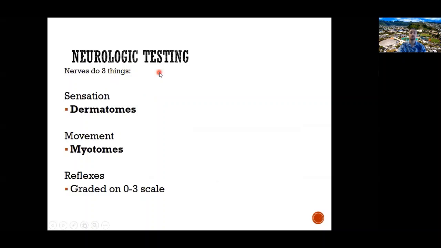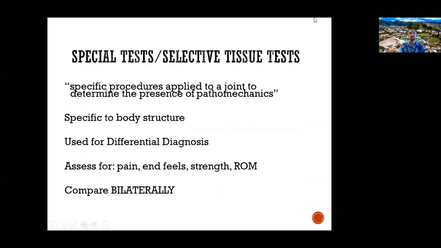Okay, then our neurological testing. We're going to have an entire lecture dedicated to the upper quarter screen, so we'll talk about these a bit later. Dermatomes, myotomes, and our reflexes. And then we have our selective tissue tests or special tests. These are part of our differential diagnosis where you're trying to rule in or rule out very specific conditions. So if someone has shoulder pain, is it bicep tendinopathy or a labral tear? You're going to use a battery of tests to determine that.